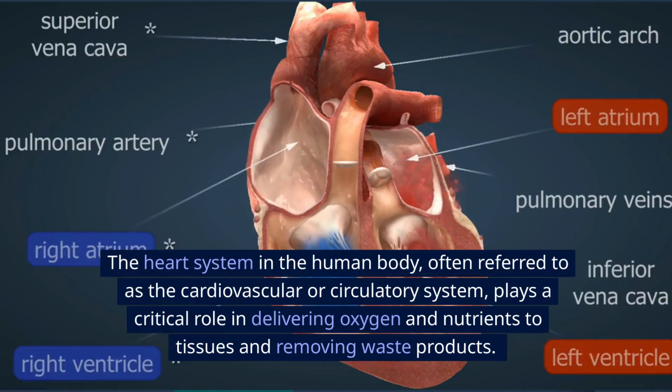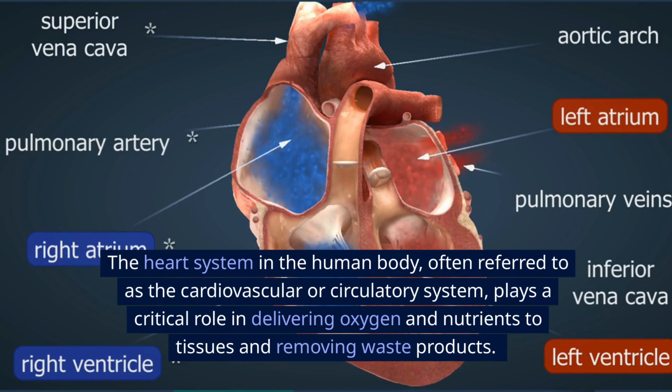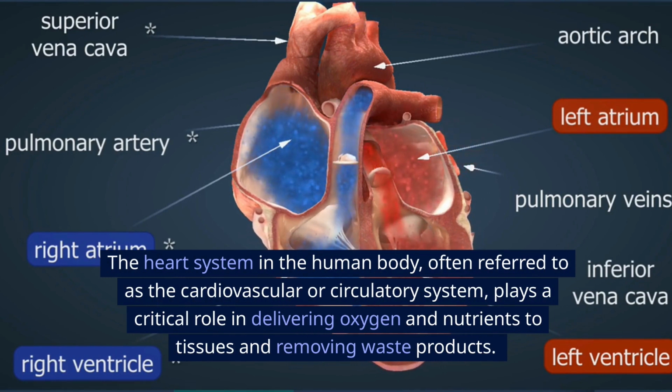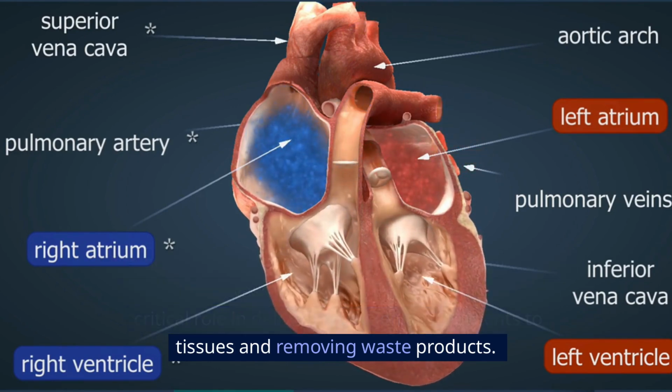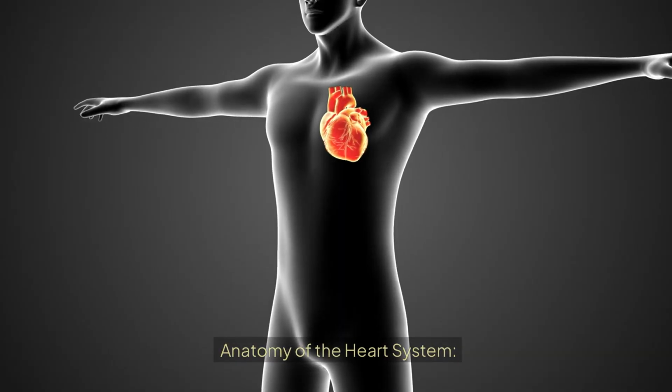The heart system in the human body, often referred to as the cardiovascular or circulatory system, plays a critical role in delivering oxygen and nutrients to tissues and removing waste products. Here's a concise description tailored for paramedics. Anatomy of the heart system.